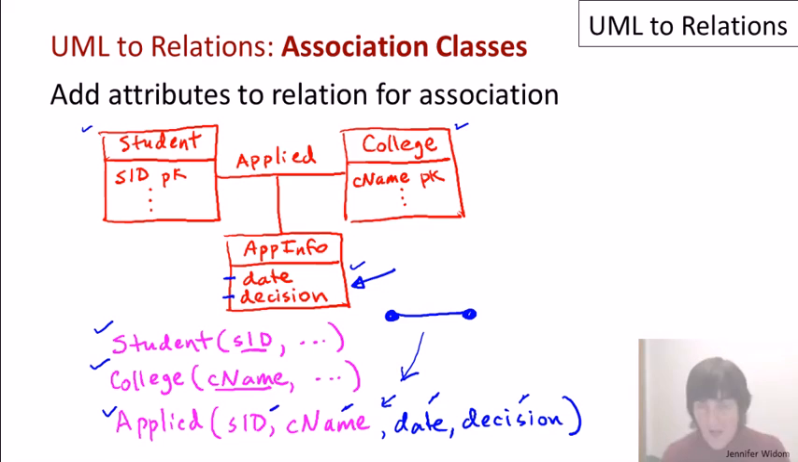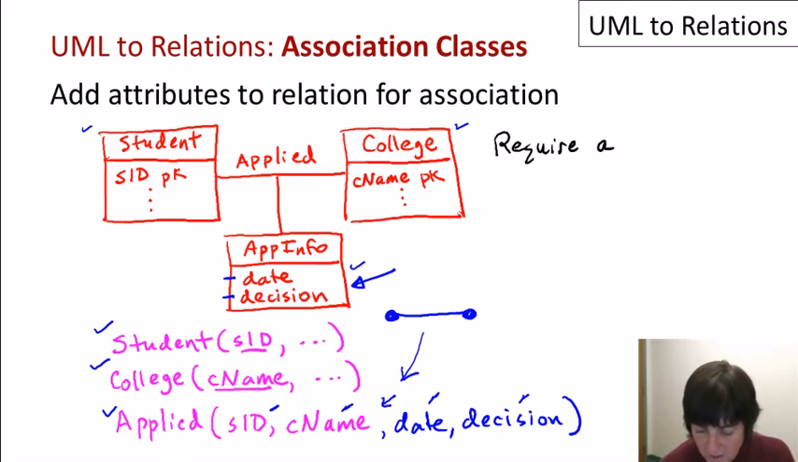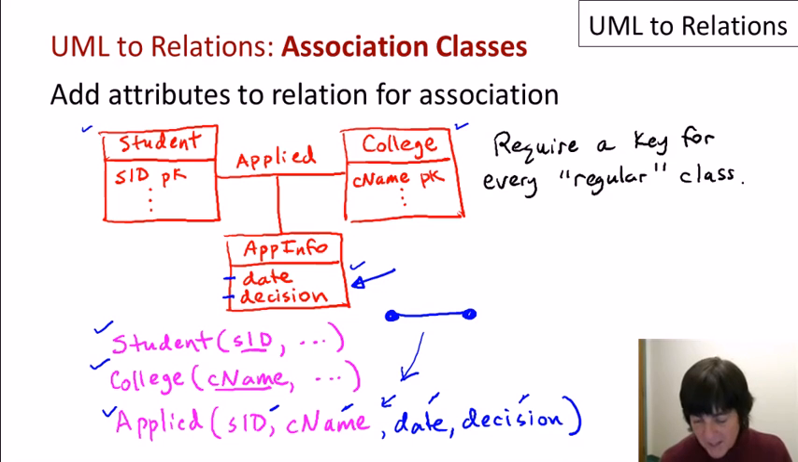A second thing I wanted to talk about at this point in time is the fact that for an automatic translation, we require that we have a key for every regular class. When I mentioned that at the beginning of the video, I wasn't able to motivate it very well, but this example explains things pretty well. When we want automatic translation, the translation for an association requires a key from each side, and each side is going to be a regular class in that case. So we needed to have a student ID or some key for the student class, and we needed a key for the college class in order to capture the association.